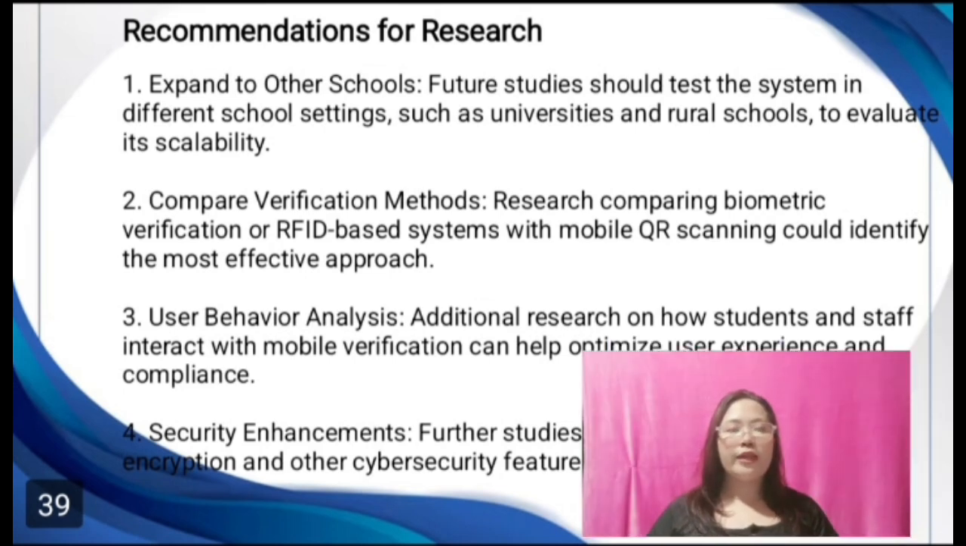Recommendation for research. Number 1, expand to other schools. Future studies should test the system in different school settings, such as universities and rural schools, to evaluate its scalability. Number 2, compare verification methods. Research comparing biometric verification or RFID-based systems with mobile QR scanning could identify the most effective approach.